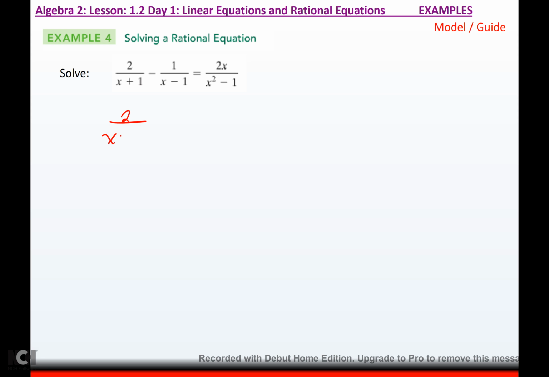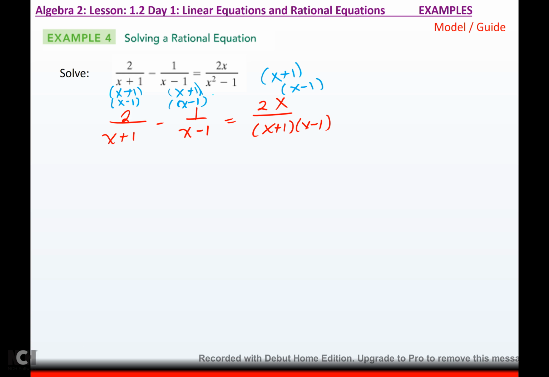Alright, this was 2 over x plus 1, 1 over x minus 1, 2x over x plus 1, x minus 1. And in my list was an x plus 1 and an x minus 1. So now we're going to multiply through. The x plus 1's cancel, the x minus 1's cancel, and here they both cancel. So I'm left with 2 times x minus 1 minus 1 times x plus 1 equals 2x.